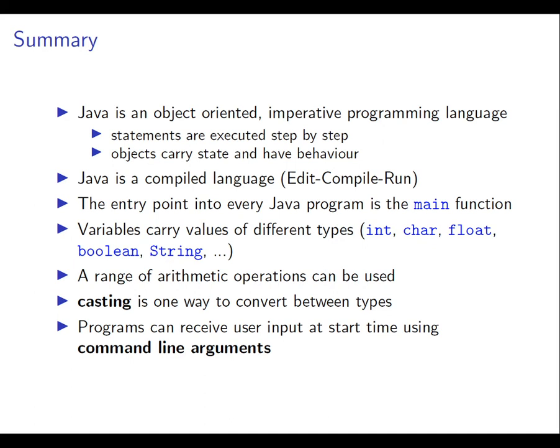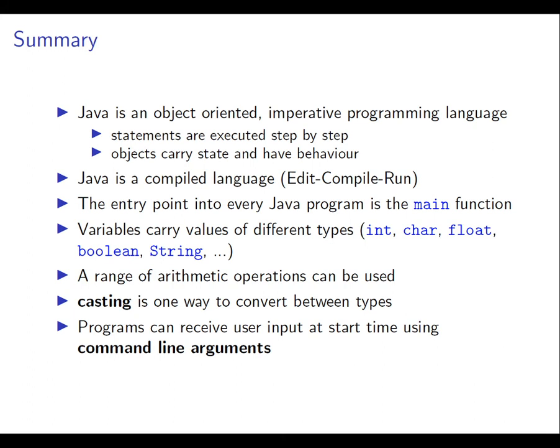The entry point into every Java program is the main function, within whichever class you start the program at. Variables carry values of different types, and some of those types are built-in basic types, which always begin with a lowercase letter, like int, char, float, and boolean, and others are elements of classes, like String. And we talked about the fact that for many purposes at the moment you can think about classes and types as being synonymous, even though they're not quite synonymous, because one of the things that a class does is to define a type.